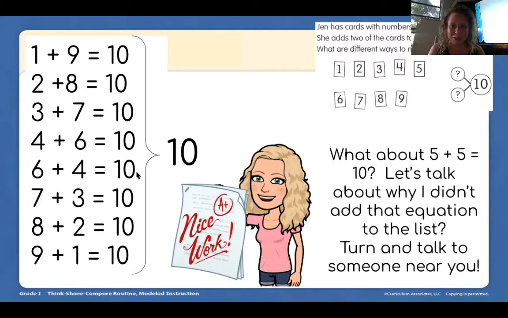She could have done the turnarounds and done 6 and 4 equals 10, 7 and 3 equals 10, 8 and 2 equals 10, 9 and 1 equals 10. But let's talk about it. Most of you know that 5 plus 5 equals 10. But why didn't I add that to the chart? Turn and talk to somebody and let them know your thinking.